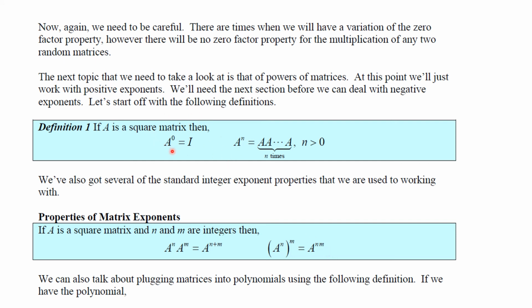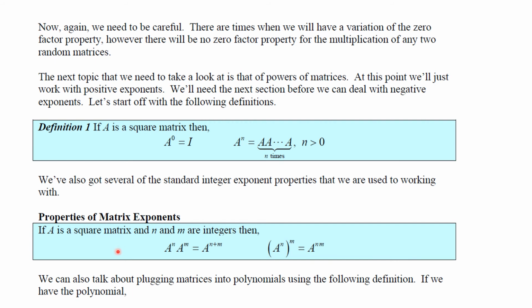So that tells us what we do if we use 0 as an exponent. If we take n being bigger than 0, and again an integer, we're going to say that A to the nth power is just multiplying the matrix A times itself n times. And several of the standard integer exponent properties are true when we're working with matrices. So for example, and you should think about how you would prove this, if A is a square matrix and m and n are integers, and again these are positive integers so far, then A to the n times A to the m equals A to the n plus m. And A to the n, whole raised to the m, is A to the n times m. And you should think about why these are true and be able to describe a proof.